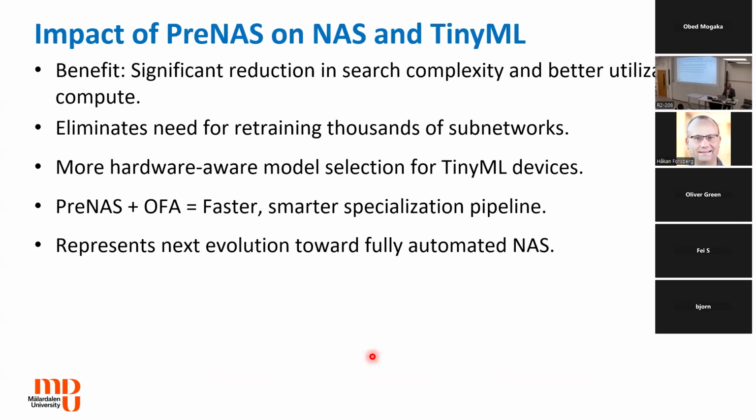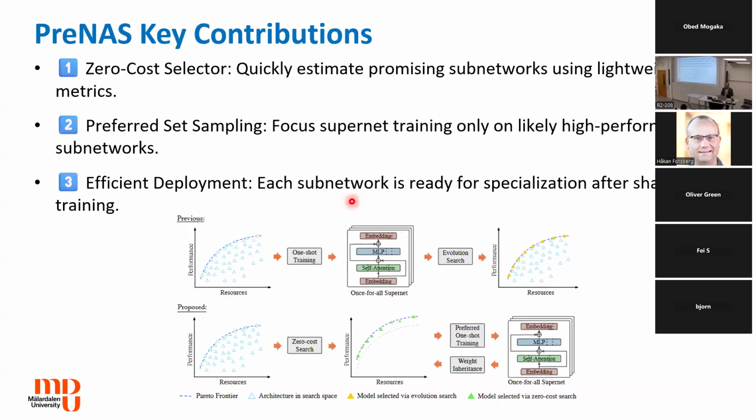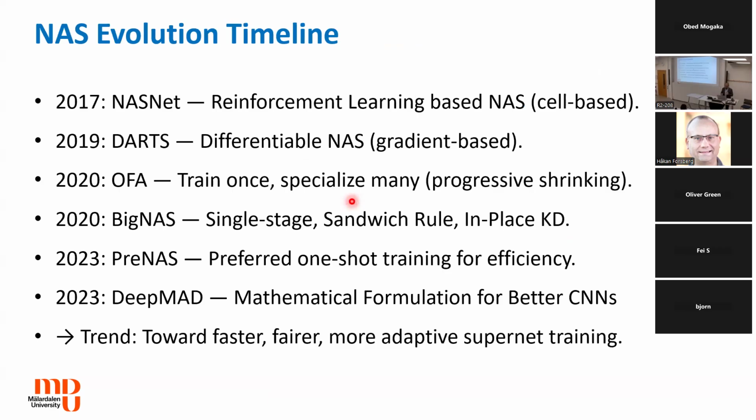Okay. So the impact of pre-NAS on NAS and TinyML is a significant reduction in search complexity and better utilization of compute. It eliminated the need for retraining thousands of subnetworks, and allows more hardware-aware model selection for TinyML devices. With pre-NAS and OFA, we have a faster specialization pipeline, and this represents the next evolution of NAS. It is becoming smarter day by day at sampling subnets and training these supernets. So let's talk about this evolution.